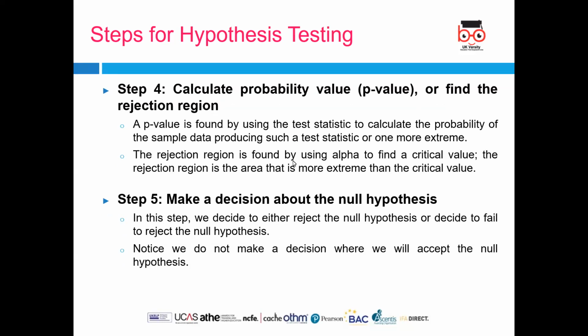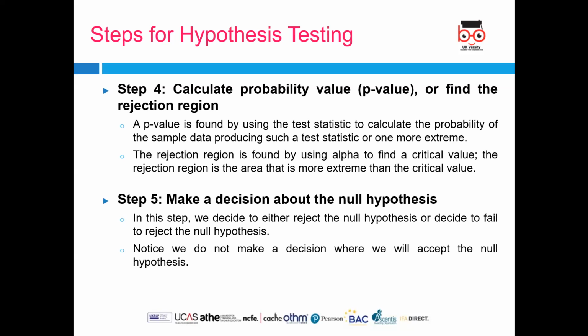Now in step 4, we calculate the probability value, or p-value, or find the rejection region. A p-value is found by using the test statistic to calculate the probability of the sample data producing such a test statistic, or one more extreme. The rejection region is found by using the alpha value. If you conduct any statistical test, for example, multiple regression or correlation, then you will have a p-value. If the value is less than 5%, you reject the null hypothesis. If the value is more than 5%, you do not reject the null hypothesis. The rejection region is the area that is more extreme than the critical value.